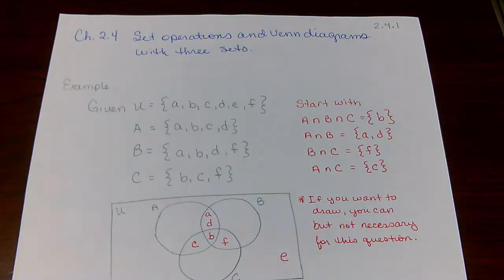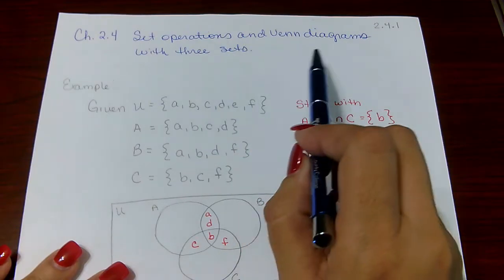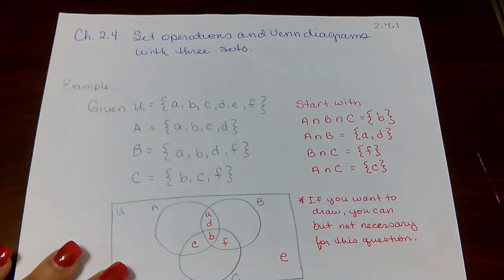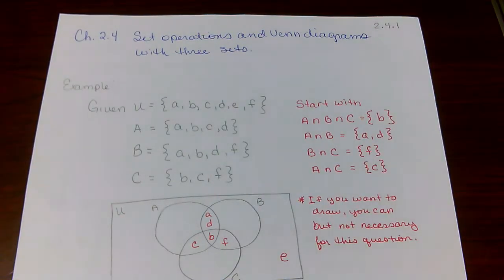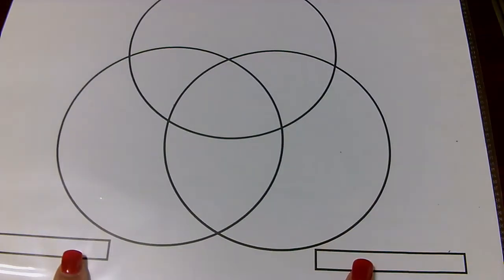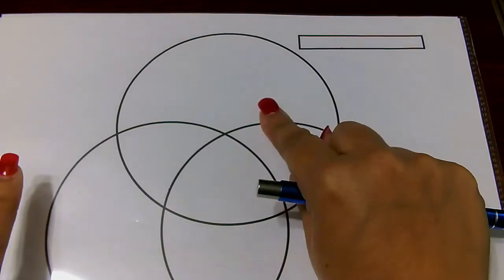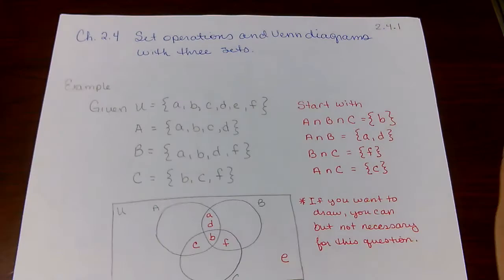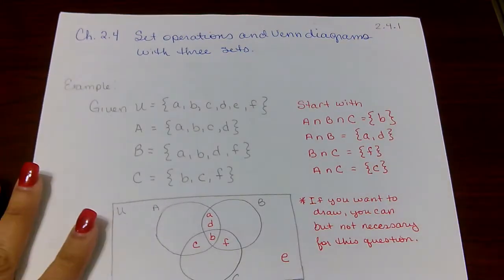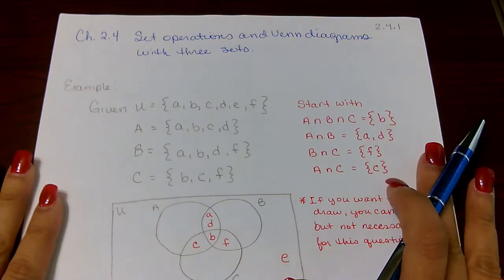In this video, we'll be covering Chapter 2, Section 4, which are set operations and Venn diagrams with 3 sets. So that's when we're going to be using this slide, okay? As you can see, we have the blanks. This is for this circle, this is for this circle, and then of course this one on top is for the circle here. These are a little bit more complicated, so I would suggest mastering 2.3 before starting this section.